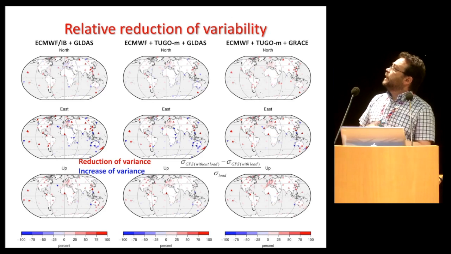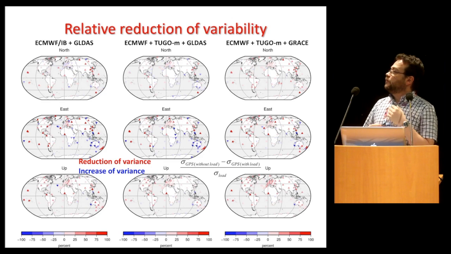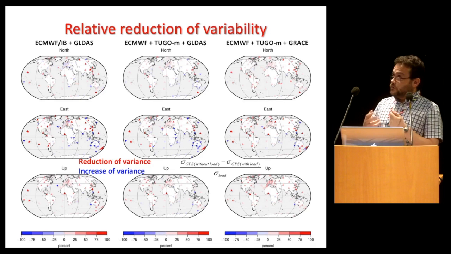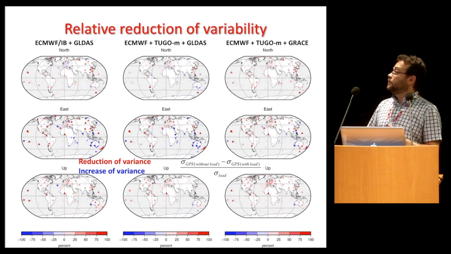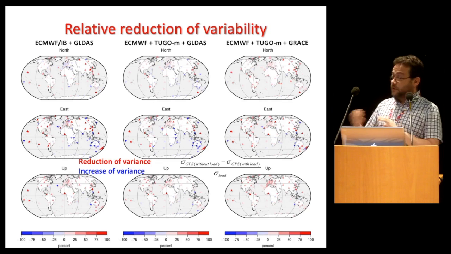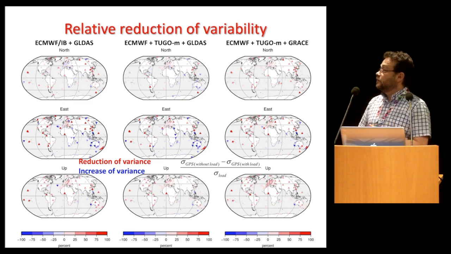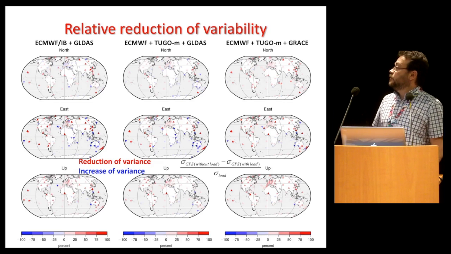Here it's the same kind of plot, but what I call a relative reduction. So that will be the variance of the solution when I don't correct the load, minus the solution where I include the load, divided by the variability of the load. Meaning if I have 100%, it means all the signal that was different in the two solutions is the load. If I find 0, it means I don't improve. And if I find something negative, it means I decrease.